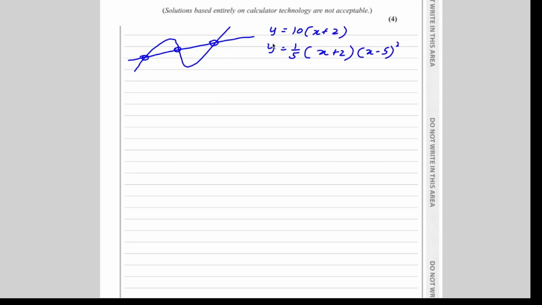Now these are the points of intersection, so we can equate them together. 10 times x plus 2 equals 1 over 5 times x plus 2 times x minus 5, the whole thing squared.